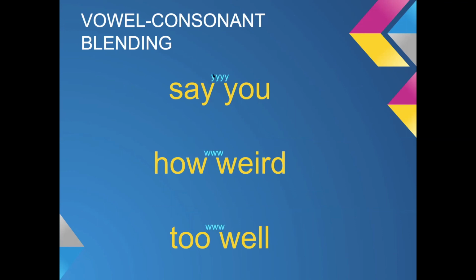So for example, with the say, we're going to use the y sound. Say you. How weird. So that W is going to help. And finally, too well. So notice that W sound is going to help you, and that Y sound is going to help you there. Okay, so this is what we call blending. So these two last examples were how we blend sounds together.